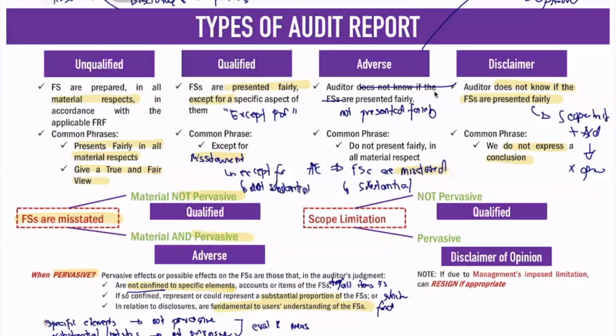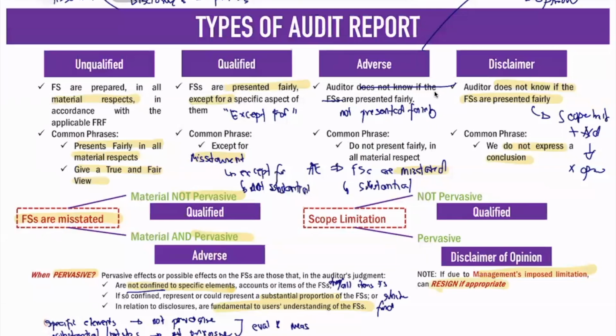Now, if it is a pervasive scope limitation, if that is a management-imposed limitation, if the scope limitation is due to a management-imposed limitation, then the auditor can resign.